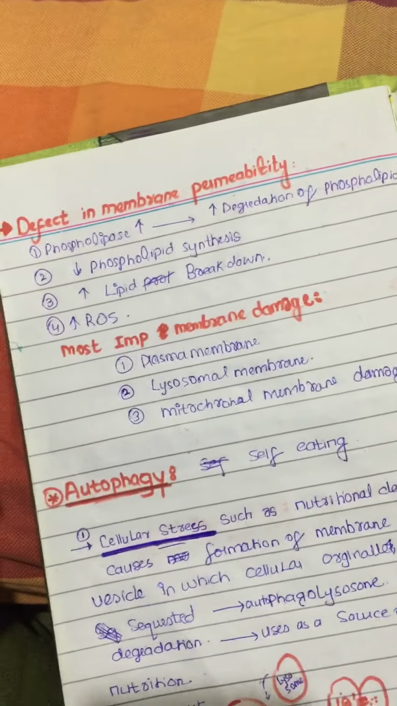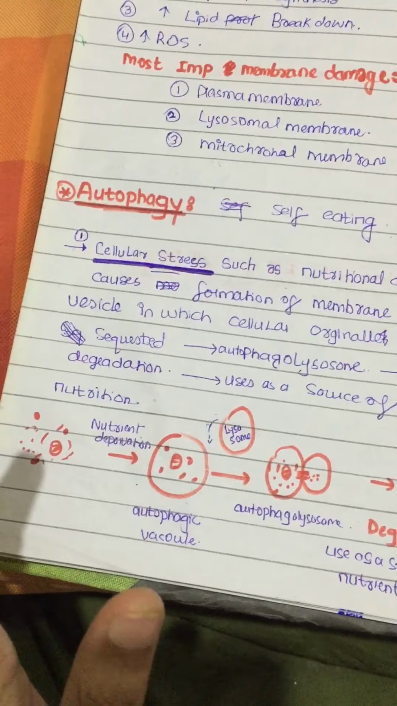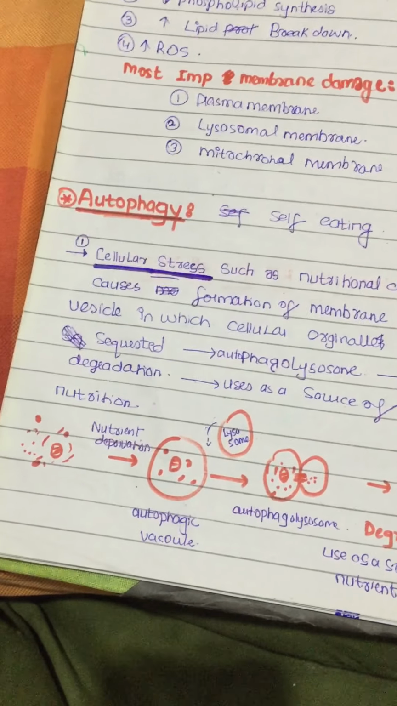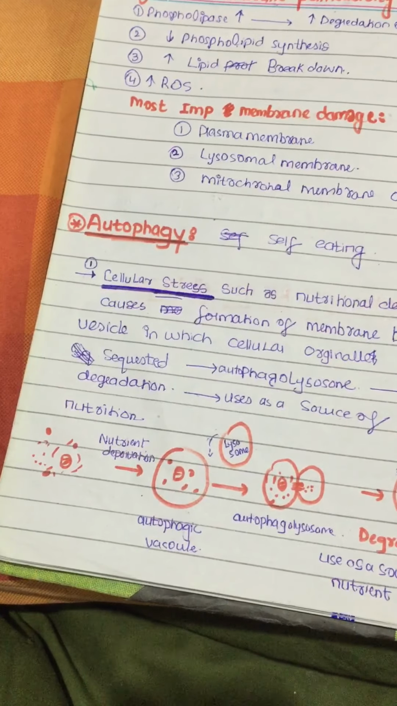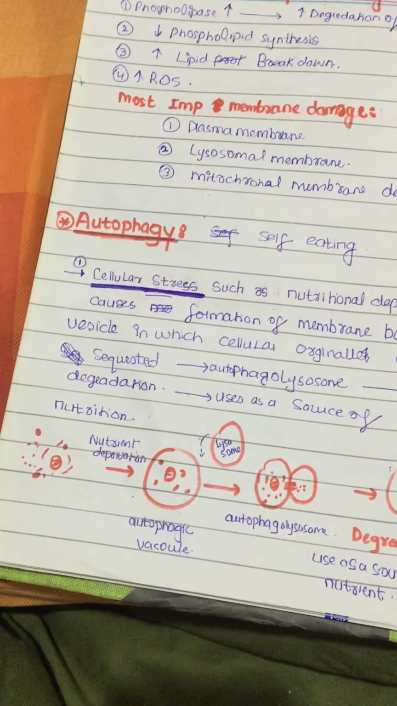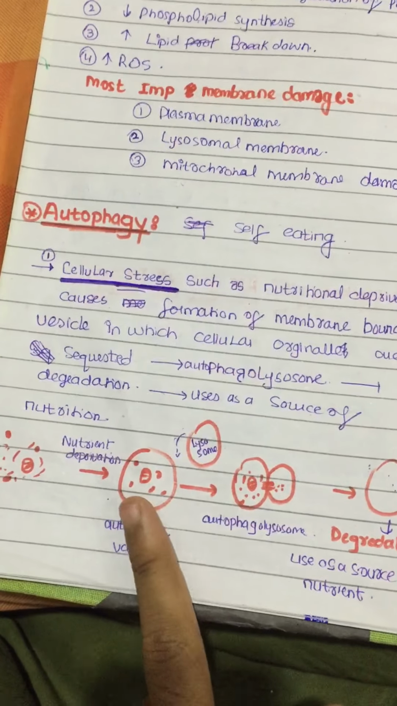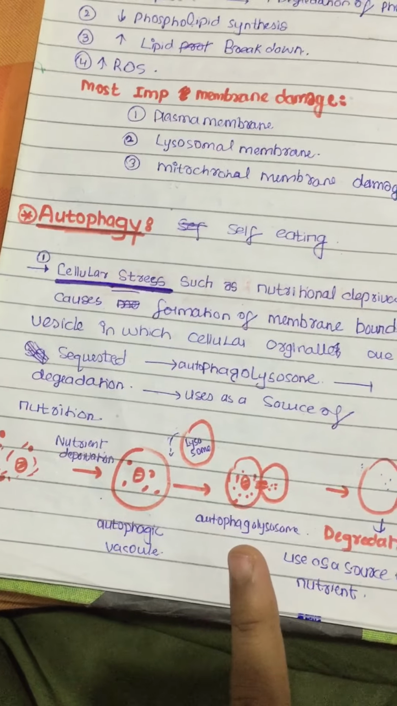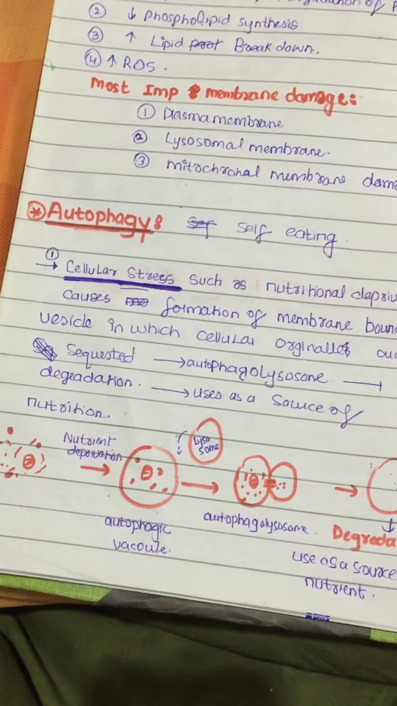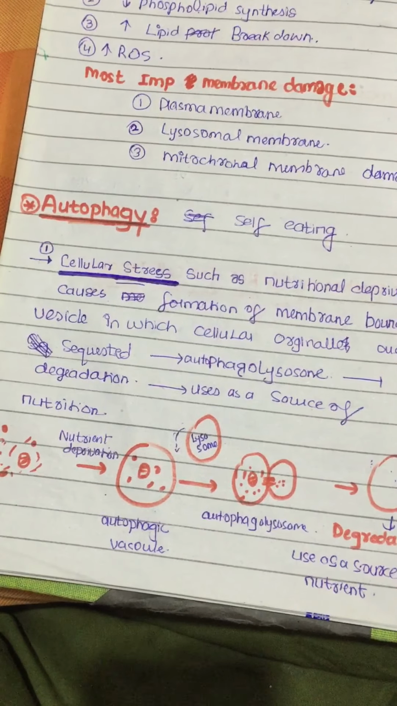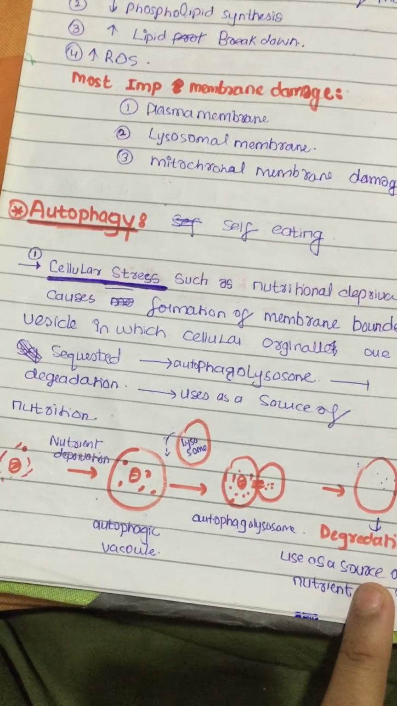Okay, now we're going to do the last thing in this topic, what is autophagy. So for example, there's going to be nutrient deprivation in the cell. Because of this, an autophagic vacuole will form. The autophagic vacuole is going to combine with the lysosome, and ultimately they are going to form the autophagolysosome. In the end, the lysosome will release different kinds of enzymes and reactive oxygen species, and there's going to be destruction. This is called autophagy. Thank you.